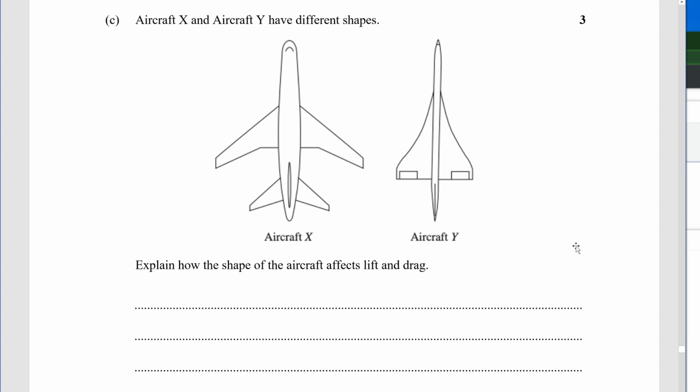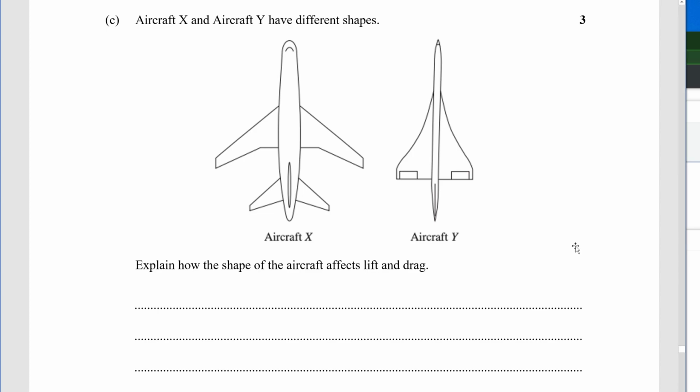Okay, aircraft X and Y have different shapes. Explain how the shape of the aircraft affects lift and drag. So it's an explain. So in our CUBE, we need to circle explain. And we know explain means cause and effect. And we're going to underline shape and lift and drag as the key things that we're looking for. So what we can say is that for aircraft X, there is a much bigger surface area of wing, and it extends further out. This is going to generate more lift, but it will also generate more drag. Whereas aircraft Y will generate proportionally a small amount of lift, but a much lower amount of drag.